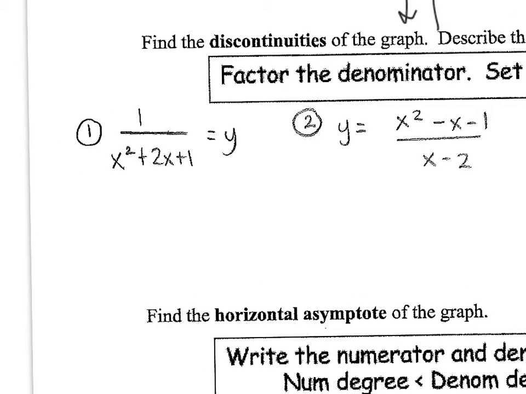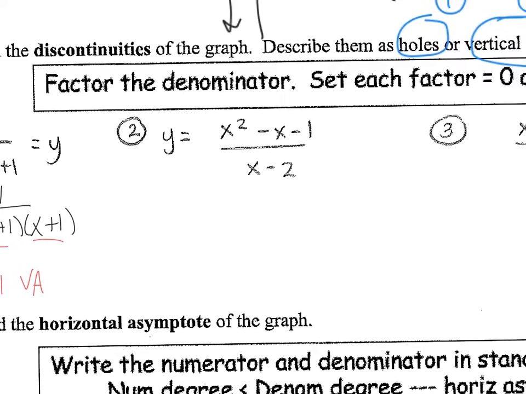I can't factor out the top, so this function factors into x plus 1 times x plus 1. So there's not a hole because there's not x plus 1 and x plus 1 on the top and the bottom. So then I'm going to find the vertical asymptote. So what you do is you set the denominator equal to 0. So x equals -1 is the vertical asymptote.